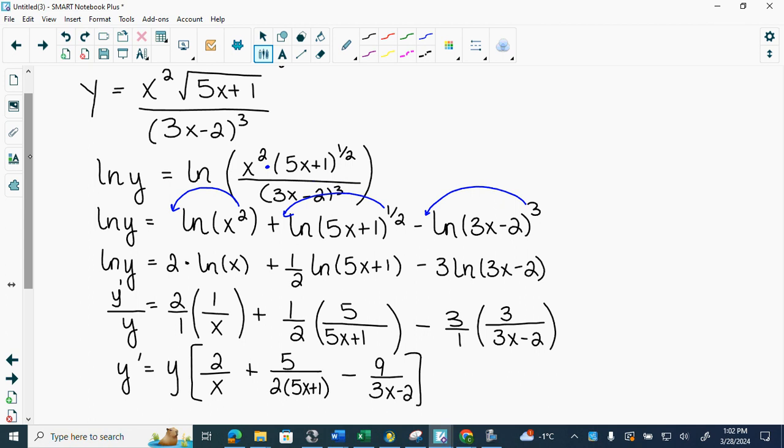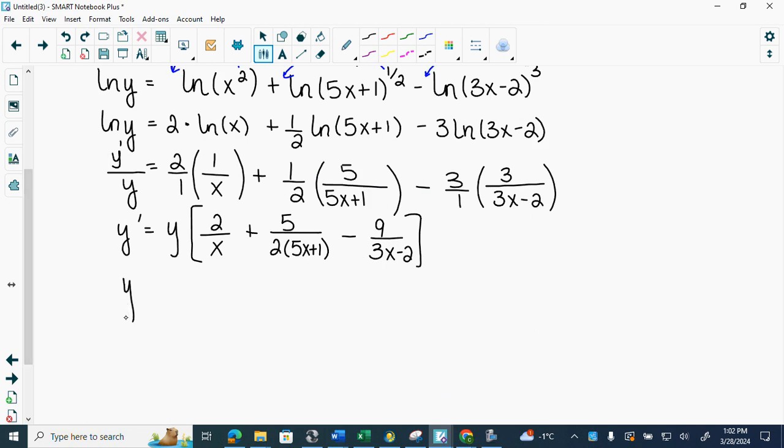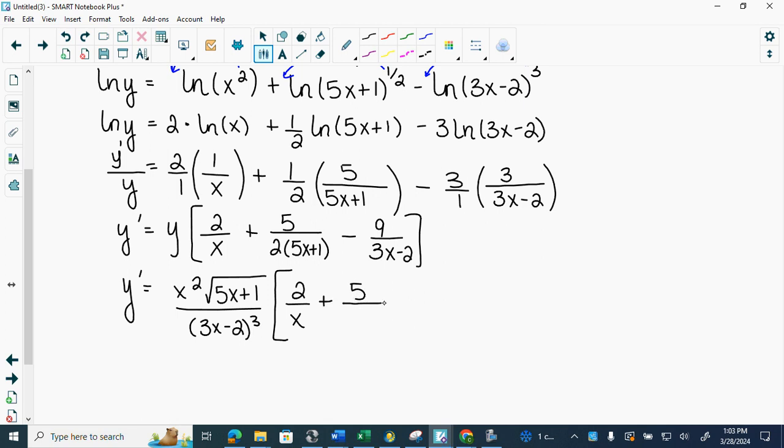So we're going to have, as our last step, y prime equals whatever our y is. Our y is x squared square root 5x plus 1 over 3x minus 2 cubed. So that's just the y. And then we get 2 over x plus 5 over 2 times 5x plus 1 minus 9 over 3x minus 2. Done.